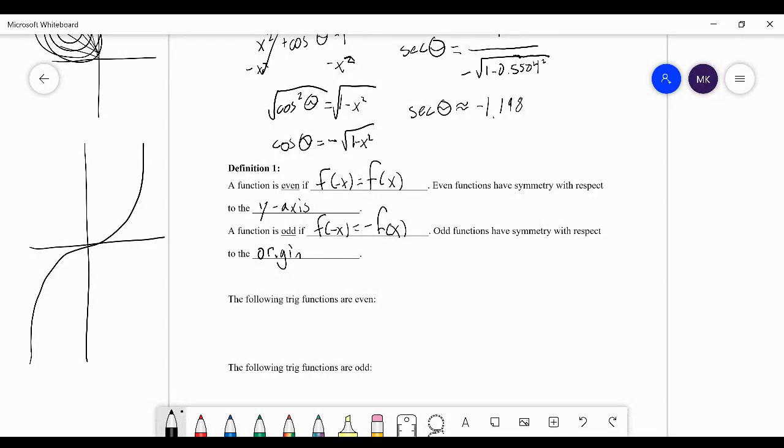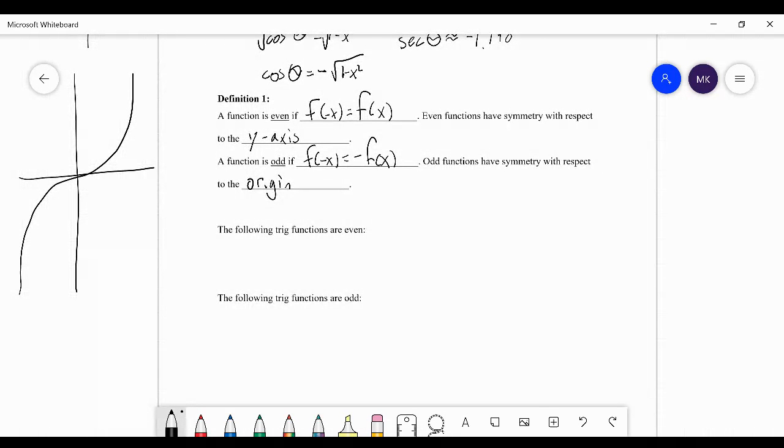Okay. Now, the whole reason we care about this is those negative angle values that I talked about earlier. This is kind of where they come from. So the even symmetry functions in the trig world are cosine and secant.